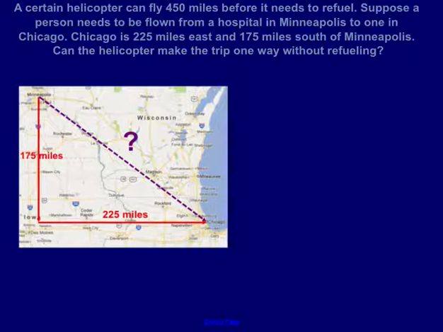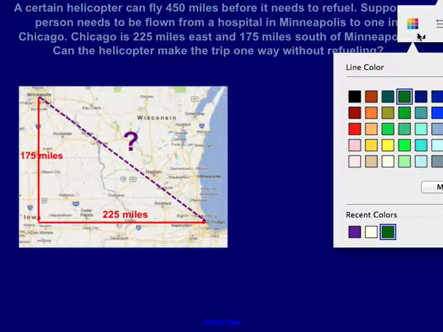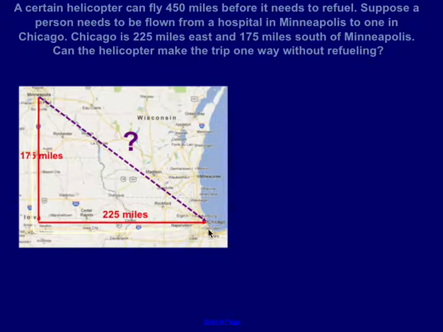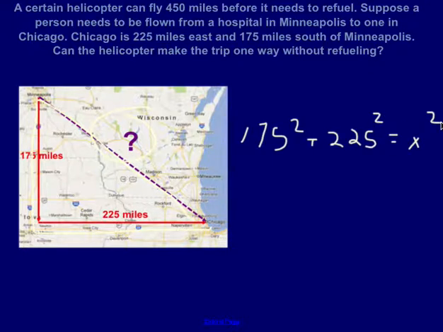Well, let's think about this logically, right? It wouldn't really make sense for us to go all the way down this way and then all the way over this way, right? We would cut across this way. So we need to figure out what that length is. And we can do that using the Pythagorean theorem because a compass forms a right angle. So we're going to have 175 miles squared plus 225 miles squared. That's going to be equal to our distance squared.